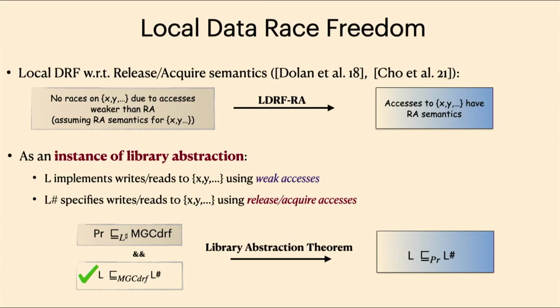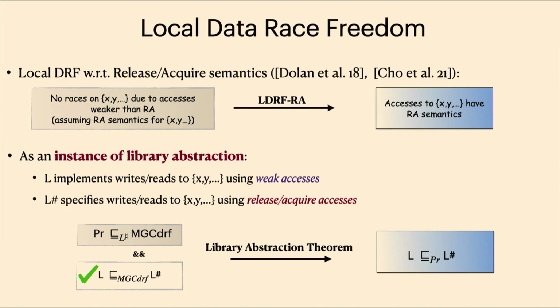In fact, in our paper we argue that the more generalized notion of data race freedom, which is called local data race freedom, can be derived as an instance of our library abstraction theorem. This local data race freedom guarantee ensures strong semantics for only those locations which are accessed by non-RESI accesses. Now, by appropriately choosing an MGC, which we call here MGC DRF, and a library, we saw in the paper that the library abstraction theorem actually reduces to this. So you can get this as an instance of the library abstraction theorem.